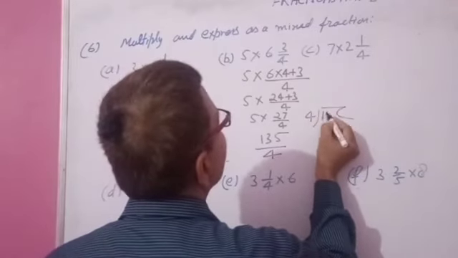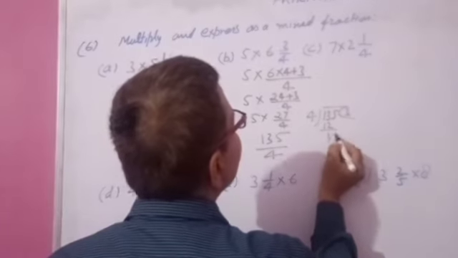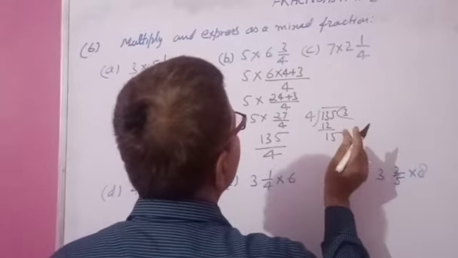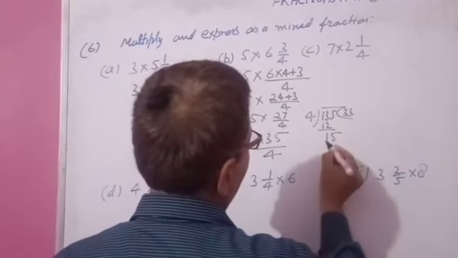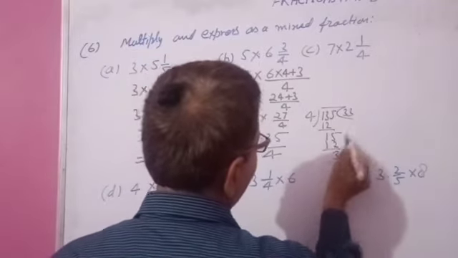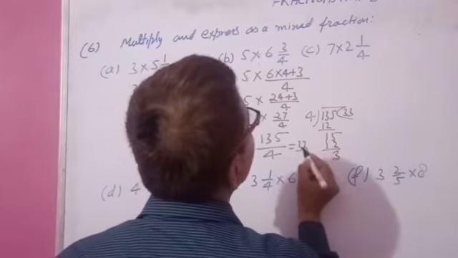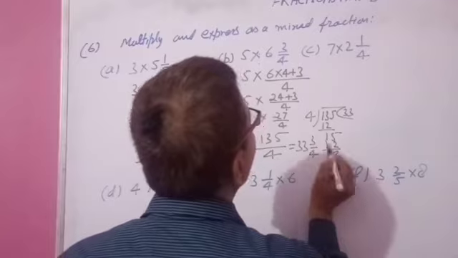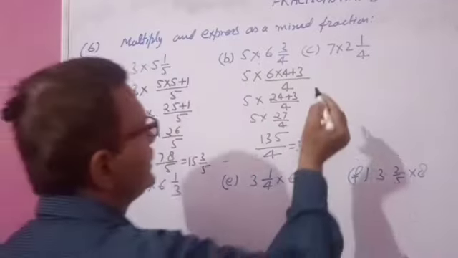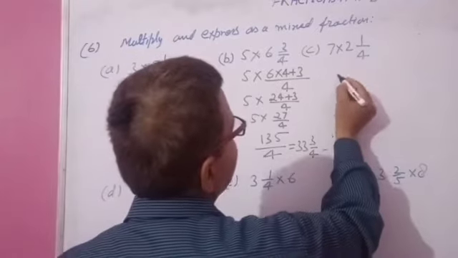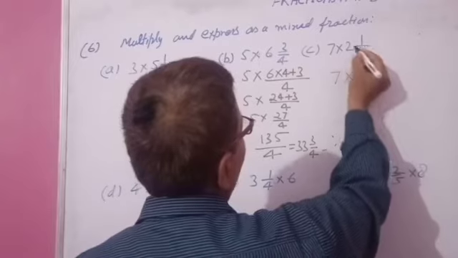4 into 135. 4 3s are 12. 4 3s are 12. You will get 3. 33 whole, that is 33 whole 3 upon 4. You can remove this. And now this part, 7 multiplied by 2.